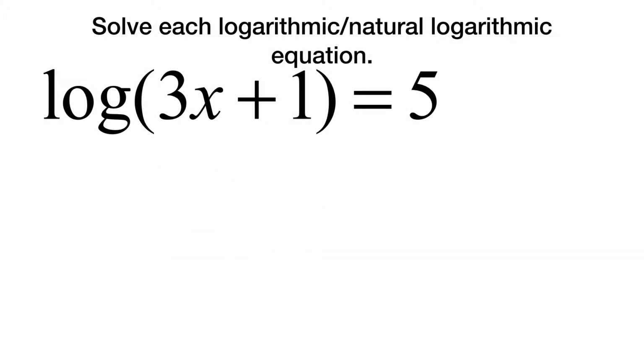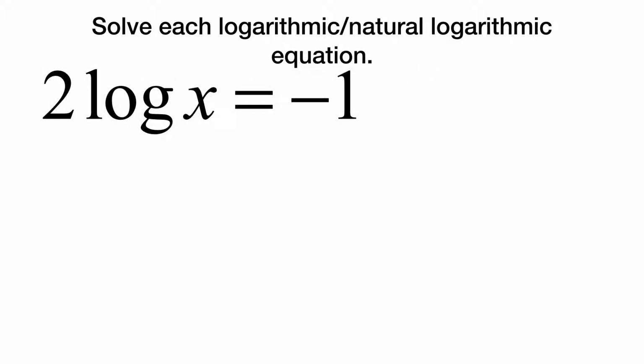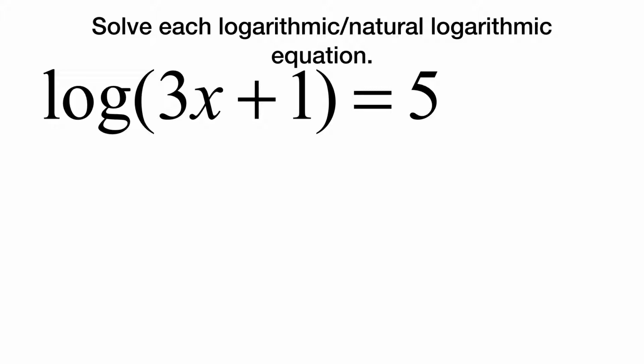All right, so now let's do our last part where we are solving each logarithmic or natural logarithmic equation. So this one says log of 3x plus 1 equals 5. So just like when we were solving exponentials, we had to go to logarithmic. When we're solving logarithms, we have to write it as an exponential. So if I don't see a base, remember the base is 10. So the rewritten version of this is 10 to the 5th equals 3x plus 1.